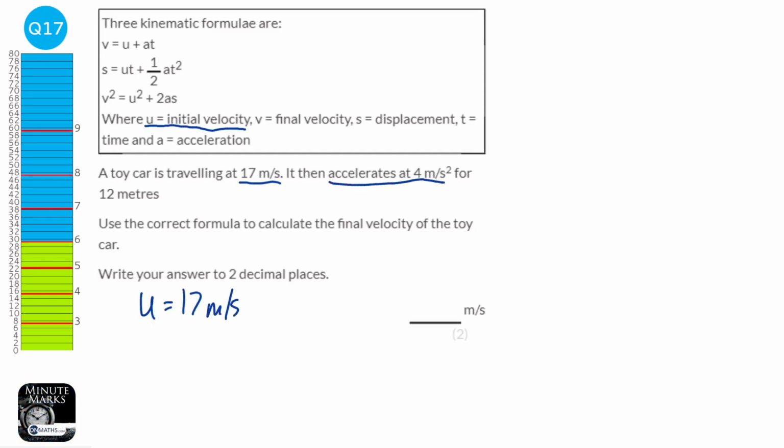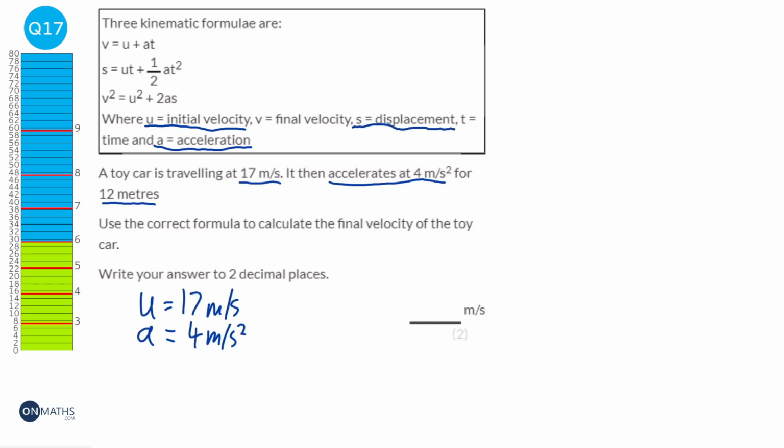It accelerates at 4 meters per second squared, so acceleration is 4 meters per second squared, and it's for 12 meters. Now displacement just means distance as a vector, so we're going to use displacement, and we use the S to show displacement, just to be confusing. So displacement is always the confusing one, and we're asked to find the final velocity.